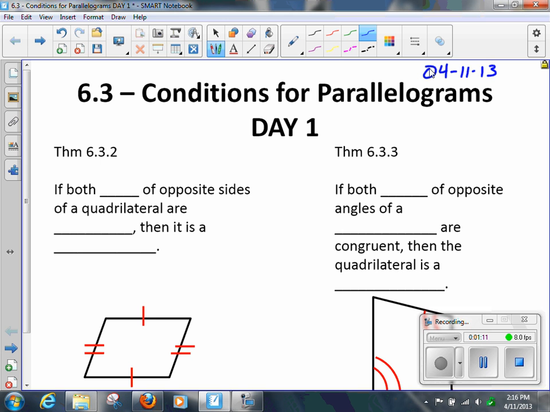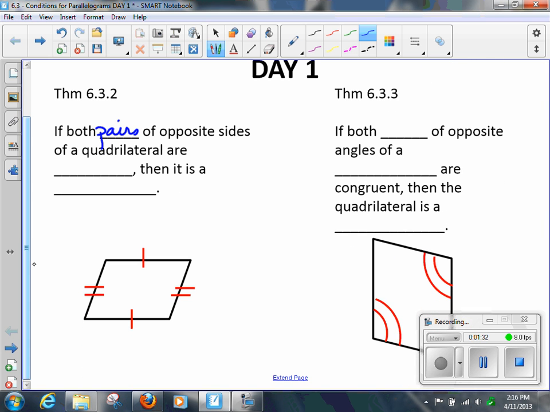That being said, today we're going to look at the properties, and we're going to determine whether these figures are parallelograms or not. Theorem 6.32 says, if both pairs of opposite sides of a quadrilateral are congruent, then it is a parallelogram. That's nothing new. That's just what we already know, said in the opposite manner.